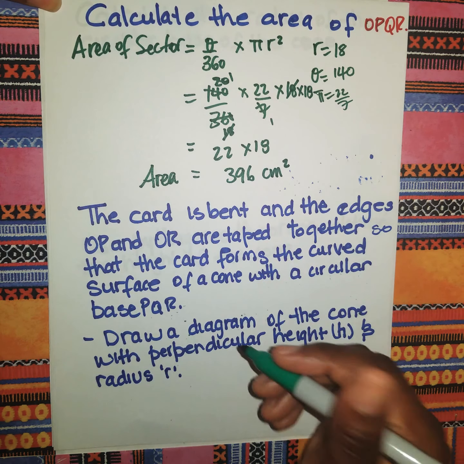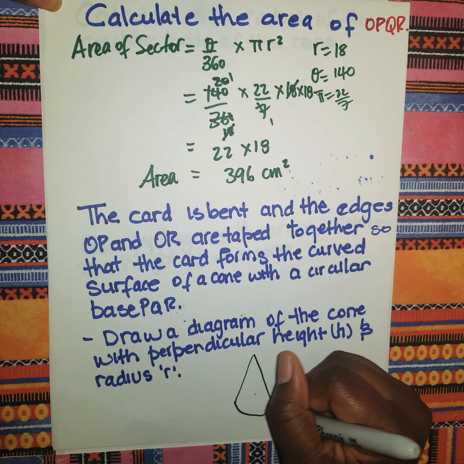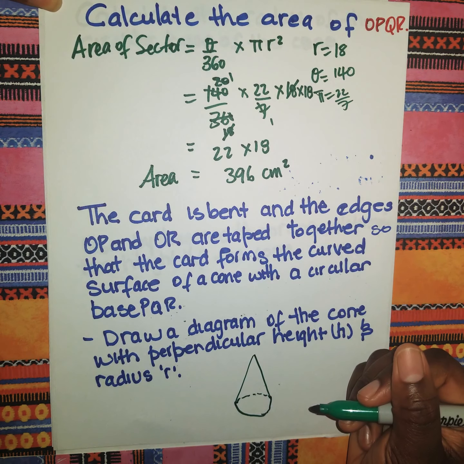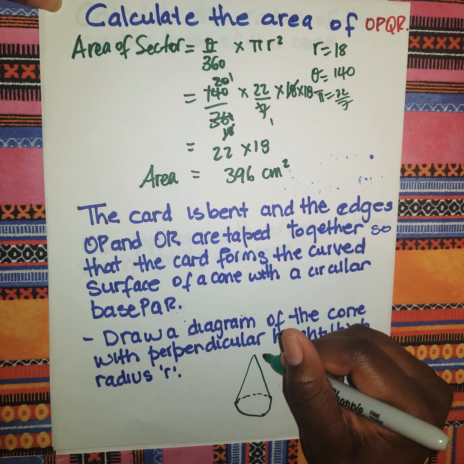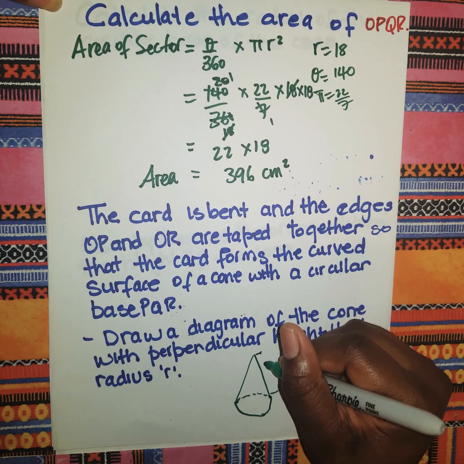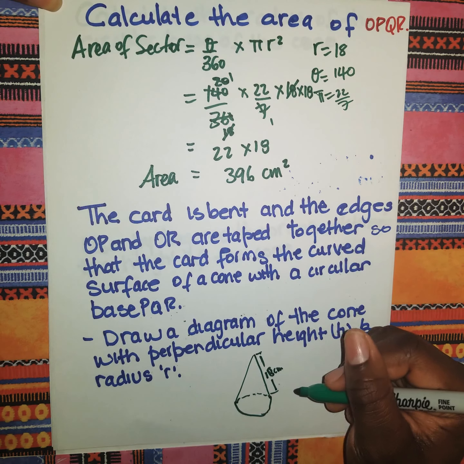So we know that you can use your ruler to draw this. Well, I haven't got a ruler right now, so I'm going to be using my hand to draw it. So that's my cone. Alright. So the slant height will always be the radius, and the radius here will be 18 centimeters. From that to that.